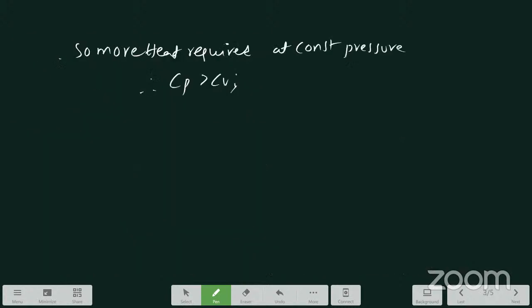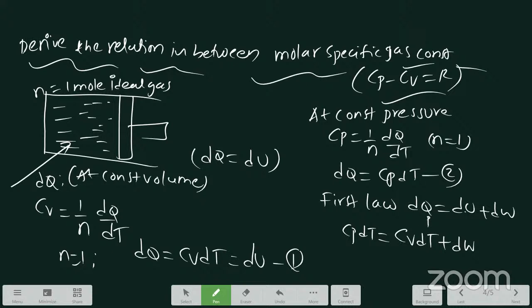Now, derive the relation between molar specific gas constant. Within a few minutes, I am giving a shortcut explanation, student. First, 1 mole ideal gas filled in a cylinder at constant volume. Heat we are supplying at constant volume. Cv equals 1 by n into dq by dt. n stands for moles, 1 mole. dq equals Cv dt. This dq is equal to Cv dt at constant volume. Heat is nothing but only internal energy.